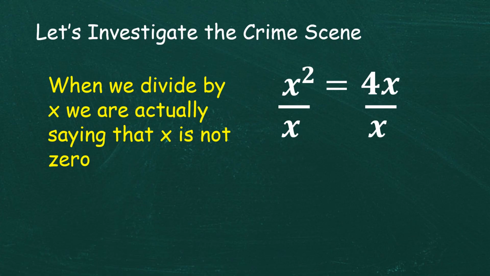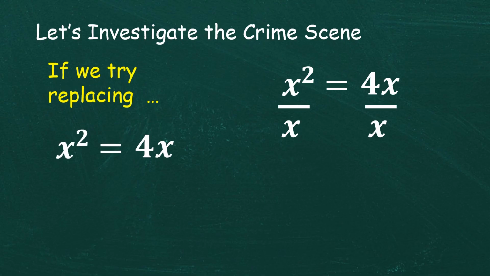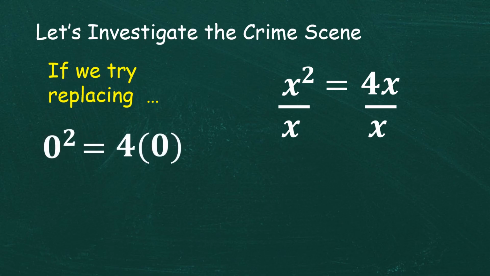So the moment we divided by x, we secretly introduced a new condition. X cannot be 0. But wait, did the original equation ever tell us that x couldn't be 0? No, we assumed it ourselves. Let's test what happens when x equals 0. Replace every x in the original equation with 0.